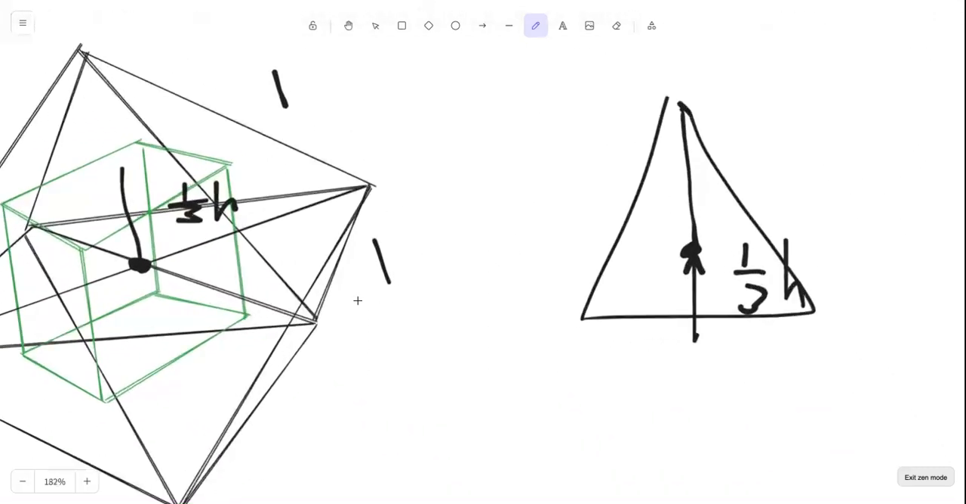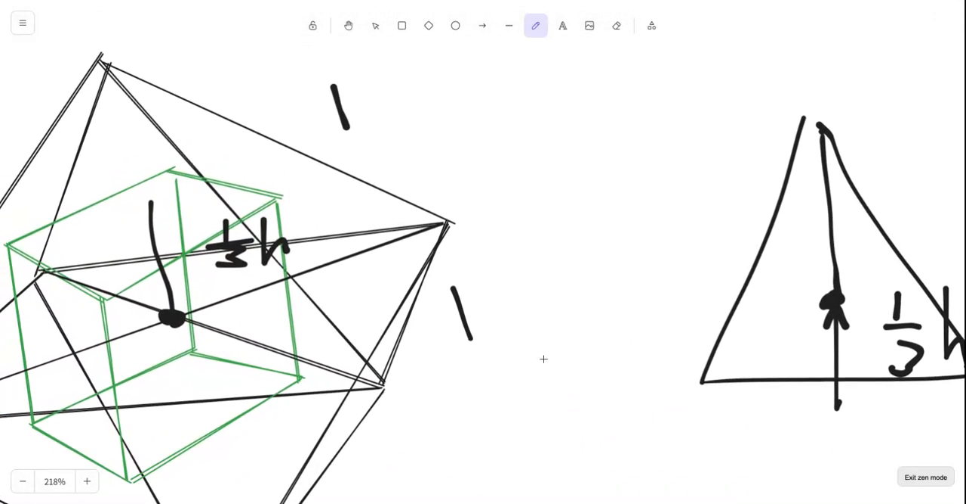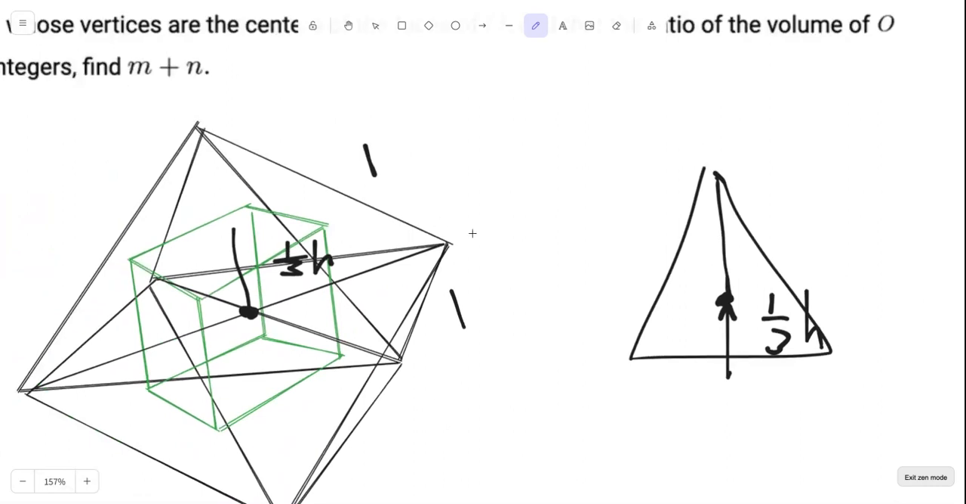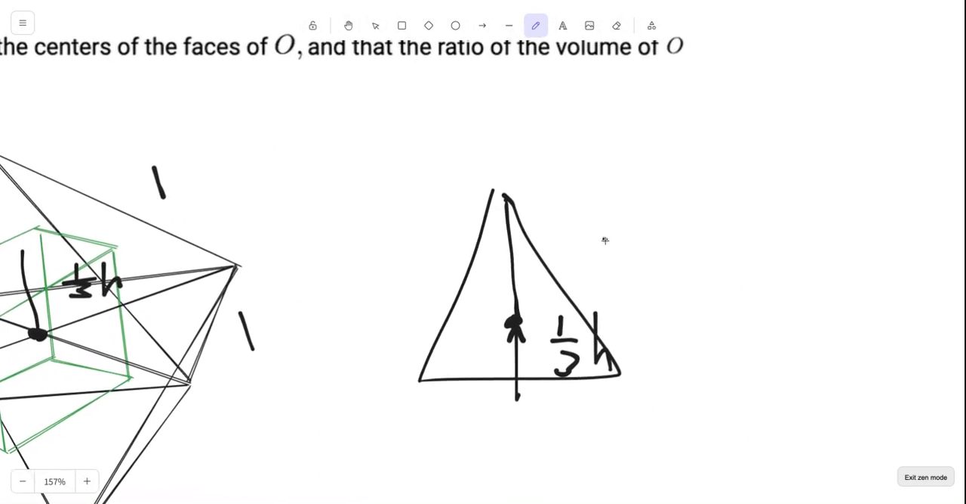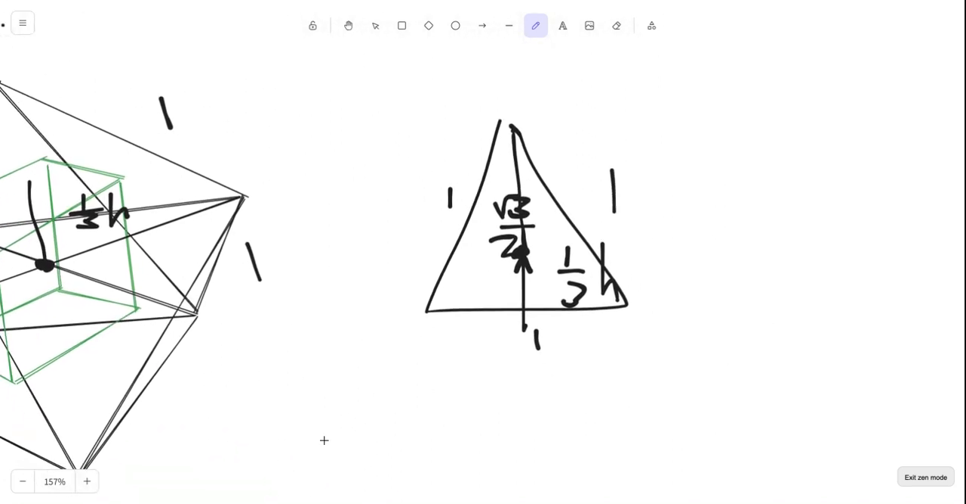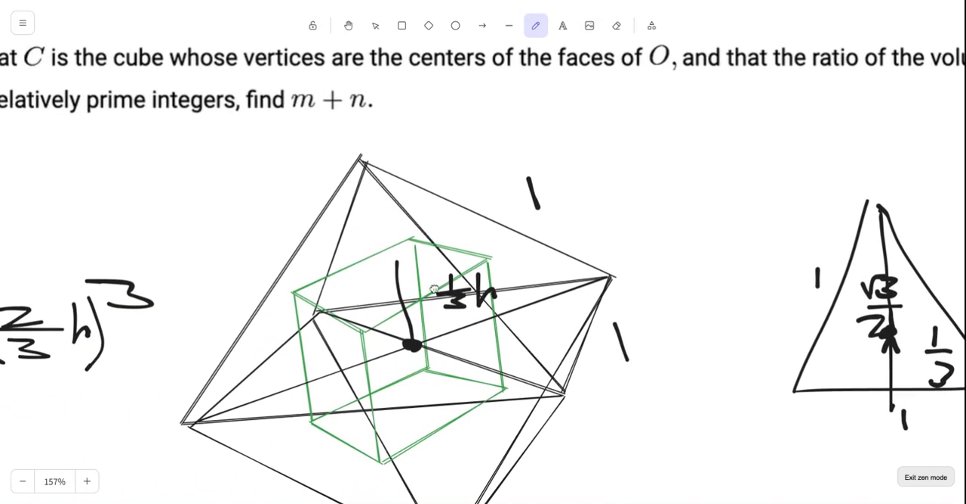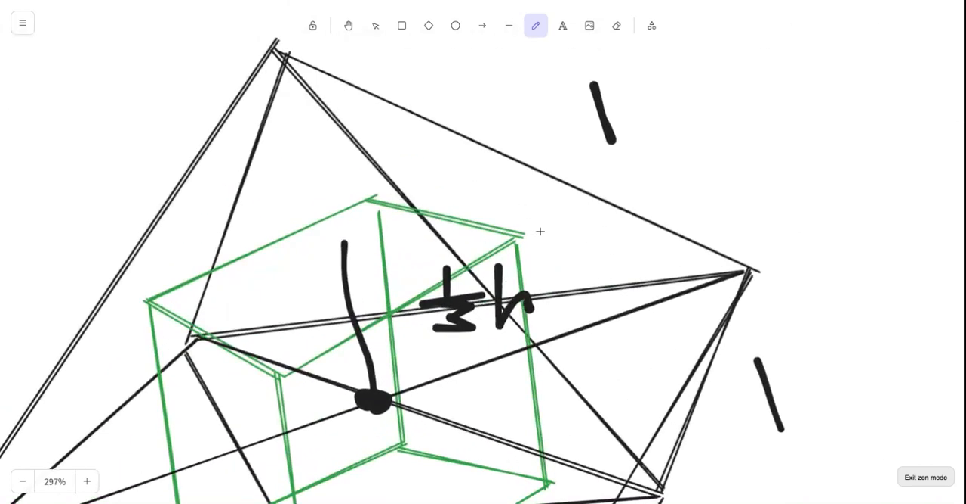First of all, we can find the height of the equilateral triangle. We have 1, 1, 1, which means this is going to be √3/2, because it's an equilateral triangle. We can use the Pythagorean theorem.